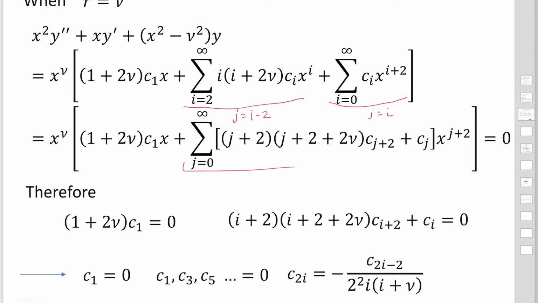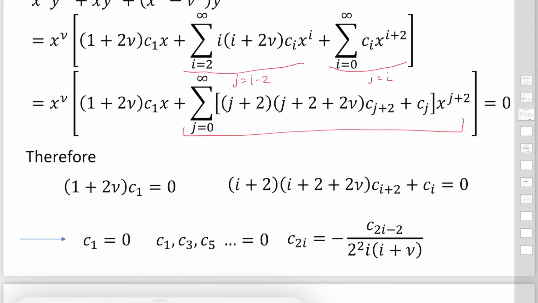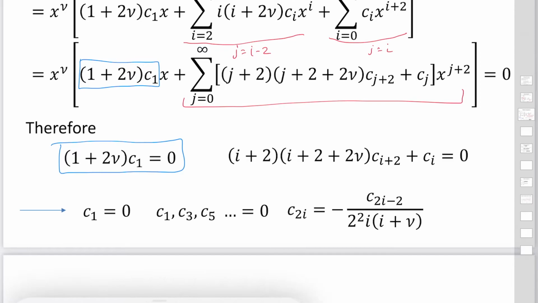This is the expression. By looking at this equation, all the coefficients of x have to be 0. From these terms, this has to be 0, so you can find this first equation. From the second term, the coefficient has to be 0. We have a second equation.